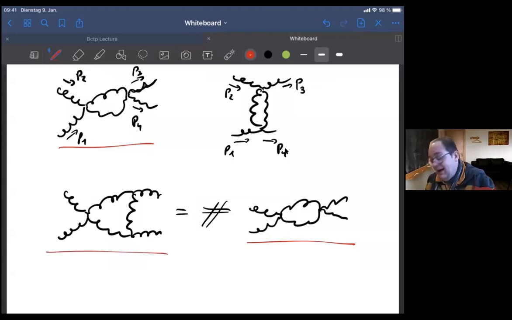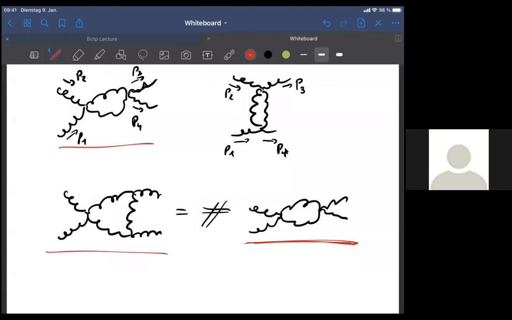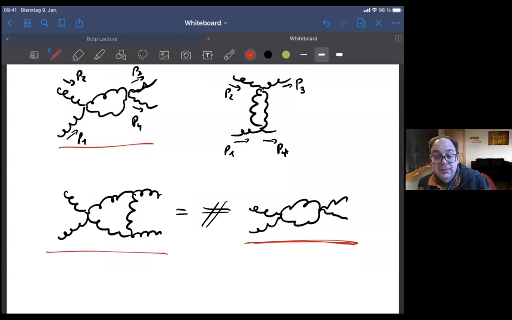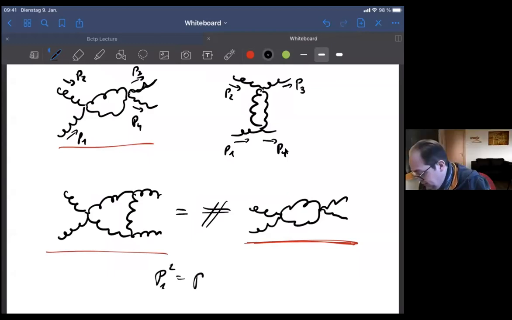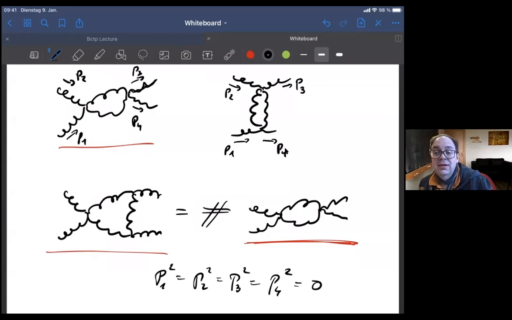This diagram here with the triangle is proportional to the bubble as an integral. And that's because everything is massless. That is for this particular setup where you have P1 square equals P2 square equals P3 square equals P4 square equals 0, and all propagators are massless. If you make things massive, then it's different. It's always, you fix the kinematics and then you run the machinery.